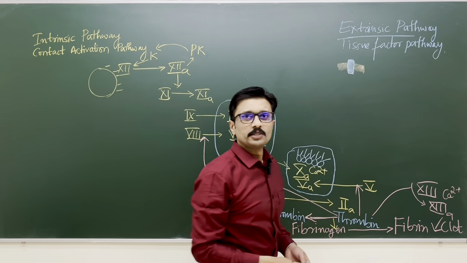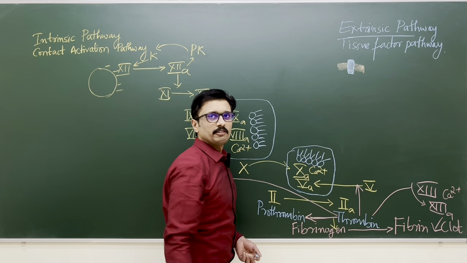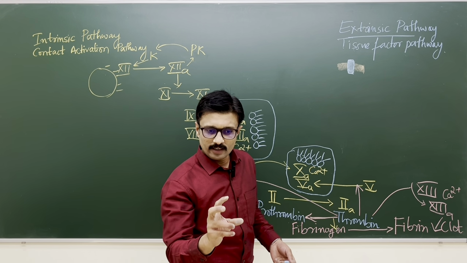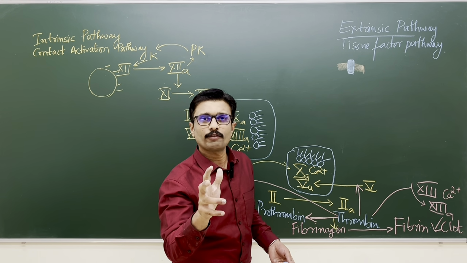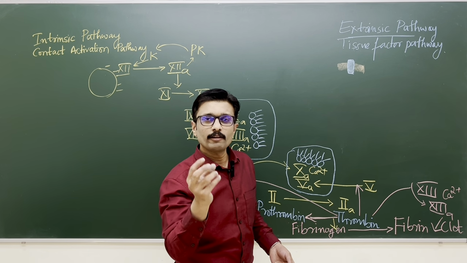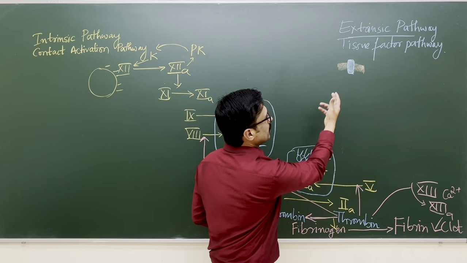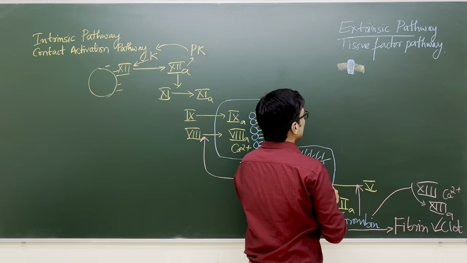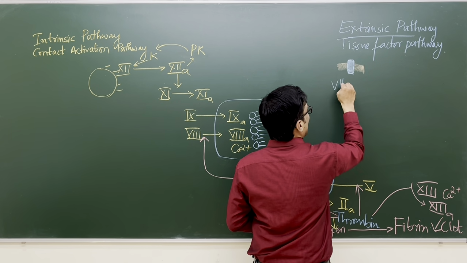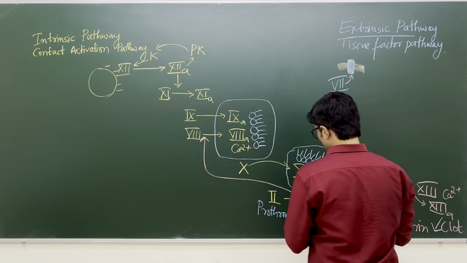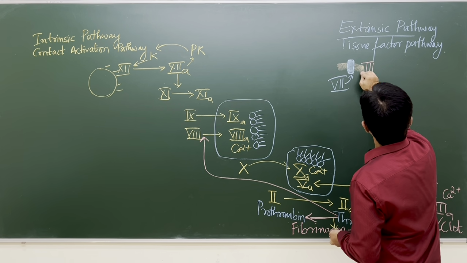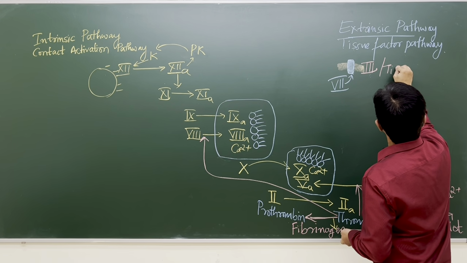So how is this released into the circulation? Whenever there is injury to the vessel wall, the fibroblasts are also split, damaged. The vascular smooth muscle membrane is also fragmented. The damaged fibroblasts and damaged smooth muscle membrane fragments are released into the circulation. So this will have the tissue factor. And once the factor 7 comes in contact with this tissue factor, tissue factor is also a clotting factor. Tissue factor is factor 3.